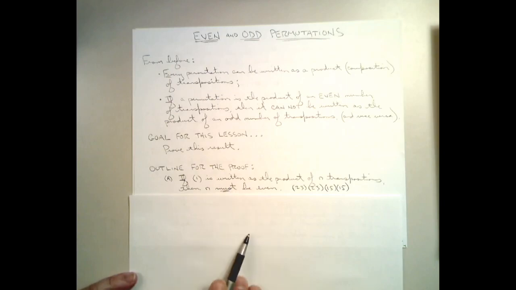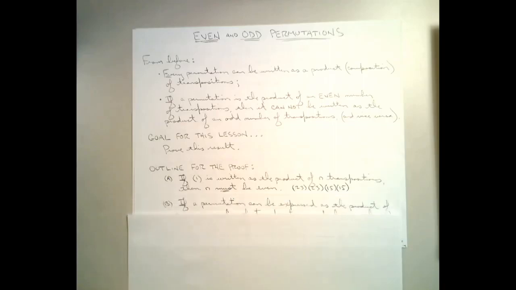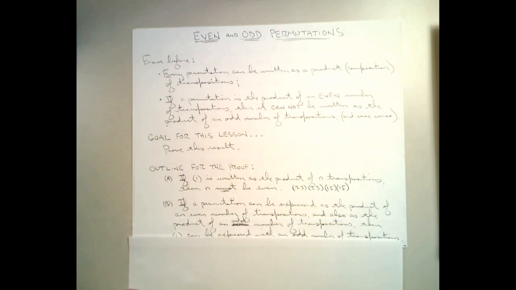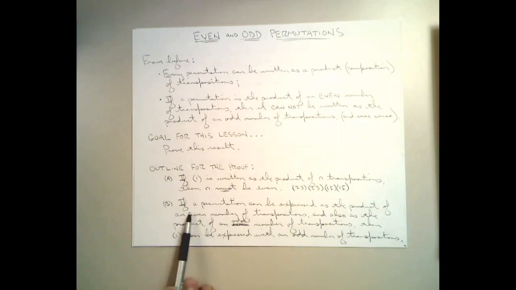Once we've shown that the identity permutation can only be written as a product of an even number of transpositions, we're going to use that fact to show that every permutation is either going to be written as an even number or as an odd number, but never both. We're going to show that if a permutation can be expressed as the product of an even number of transpositions and also as the product of an odd number of transpositions, right, if there were such an animal, then the identity permutation could be expressed with an odd number of transpositions.